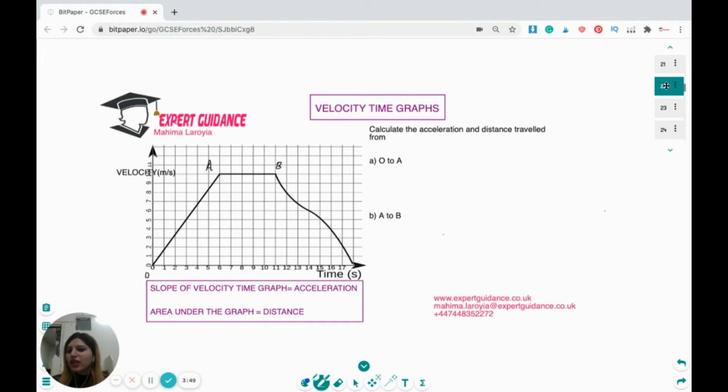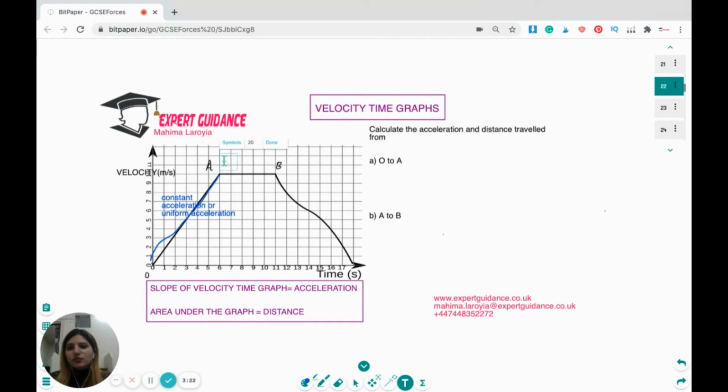Now let us look at the velocity time graph. In the velocity time graph, O to A means that the body is changing velocity but at the same rate. So it means that the body is moving, in this case, with constant acceleration or uniform acceleration. So there's a constant acceleration or uniform acceleration in this part of the graph because it is the velocity time graph.